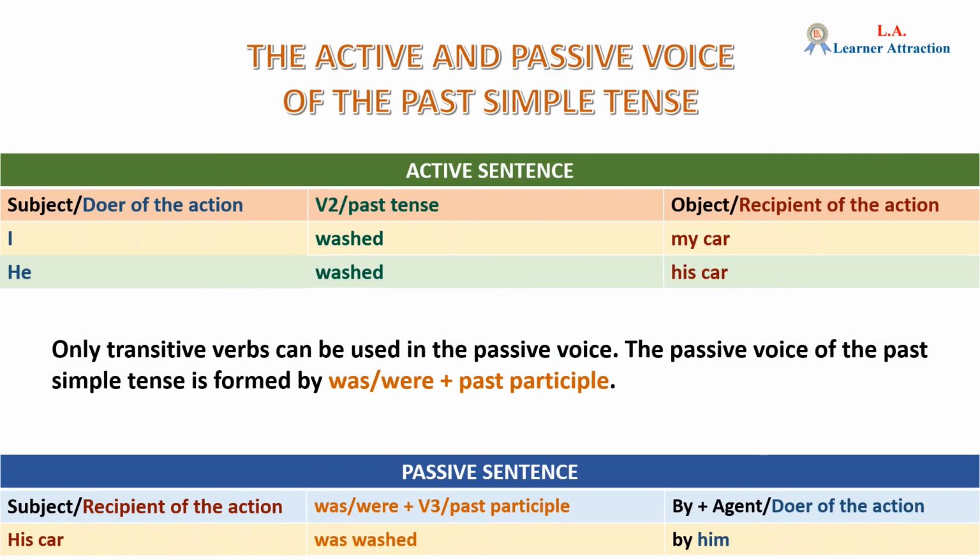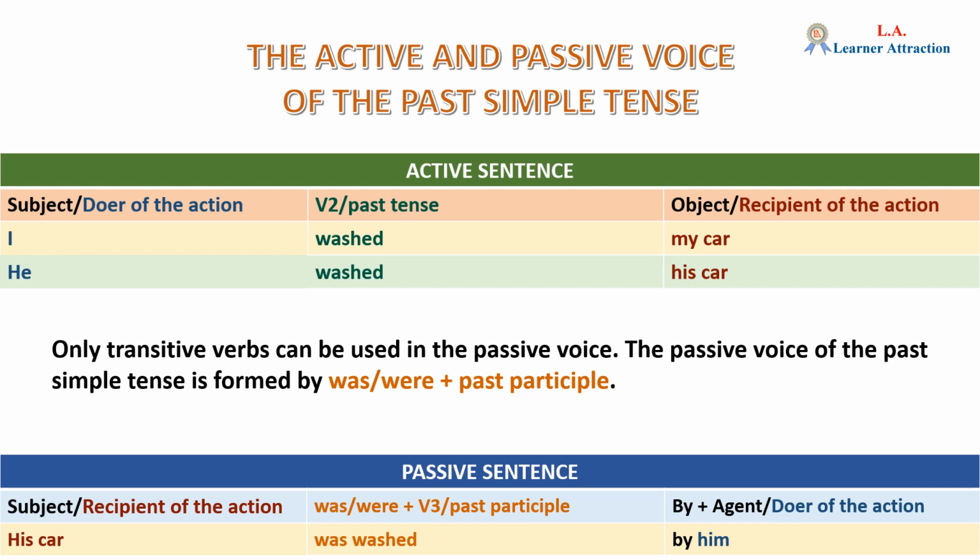The active and passive voice of the past simple tense. Active sentence. The subject, or the doer of the action: I. Verb 2, or the past tense: washed. The object, or the recipient of the action: my car. I washed my car.